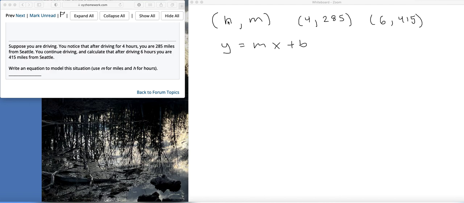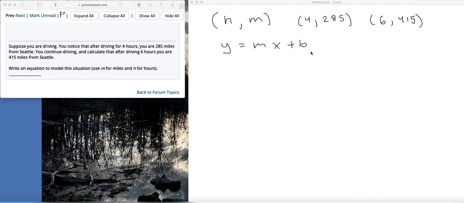So what I did was I wrote out, and I always do this whenever the letters are anything other than X and Y, I write them out so that I don't get stuff reversed. So hours is going to be my X and miles is going to be my Y. And then with that, I wrote my two ordered pairs. 4 hours went with 285, 6 hours went with 415. And then this is what we're trying to find.